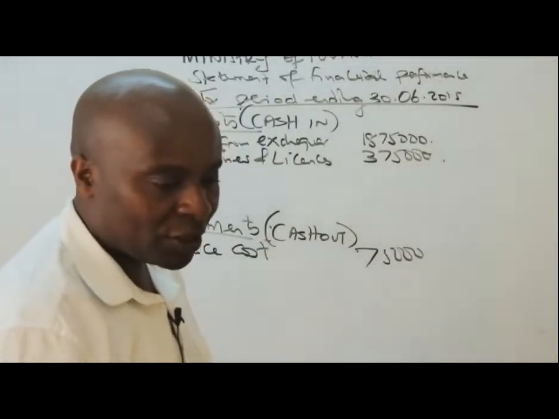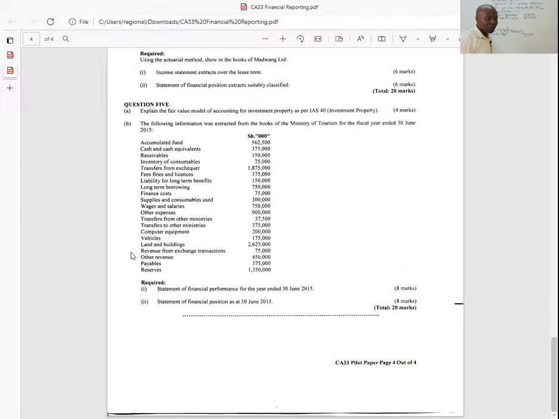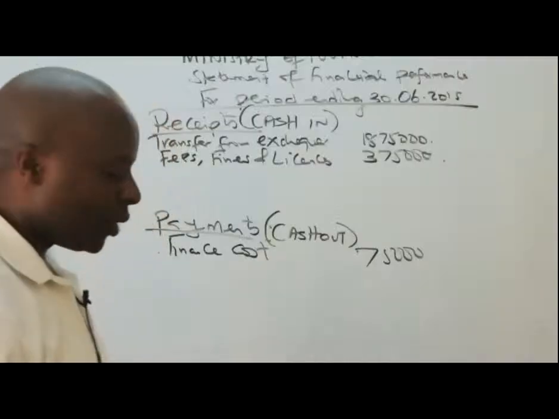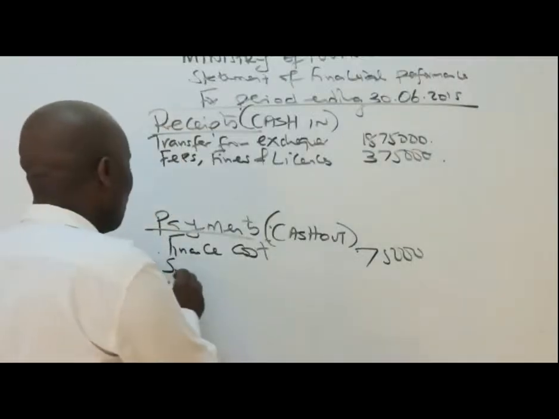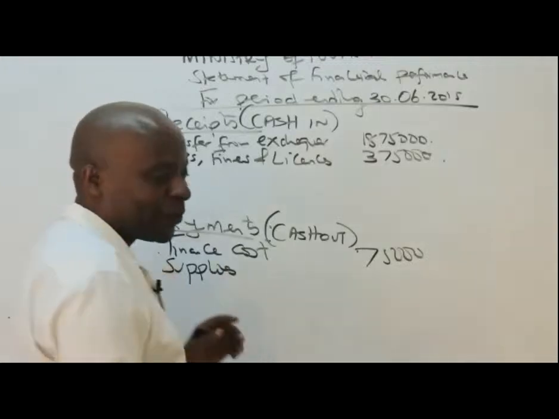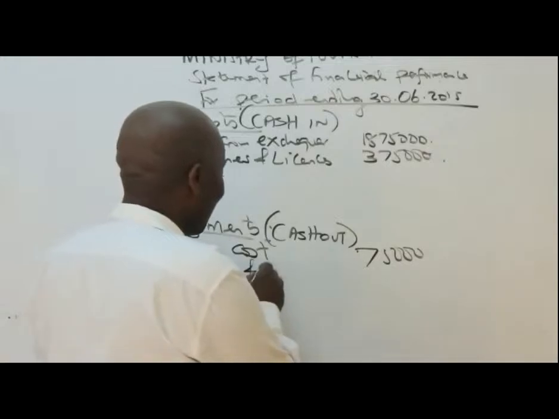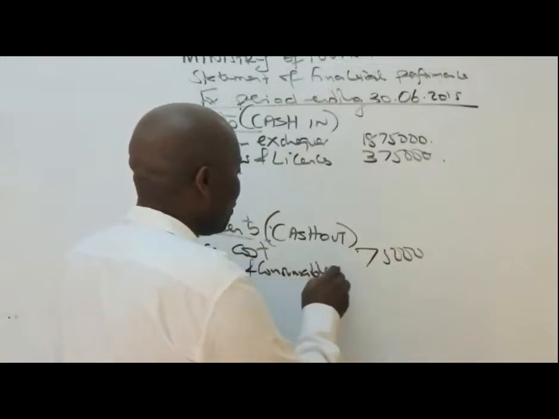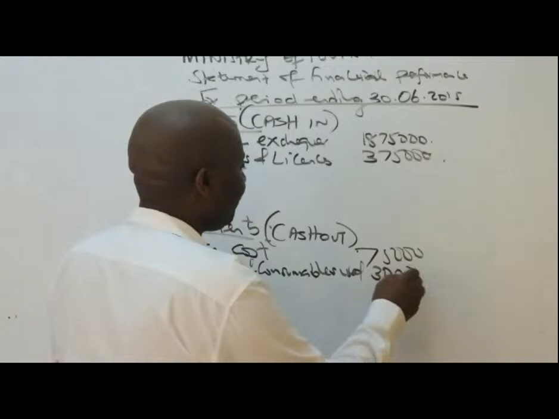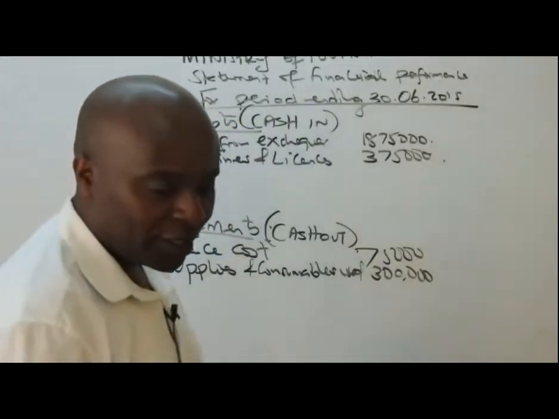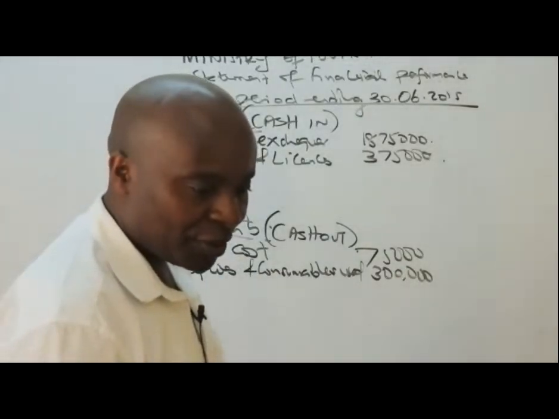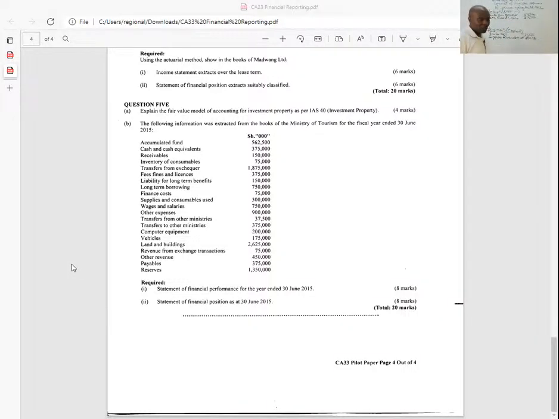Now, ladies and gentlemen, after that, what else? We have supplies and consumables used. We expense them, 300,000, because I used them. Anything used can never go to the statement of financial position. So supplies and consumables used, 300,000.